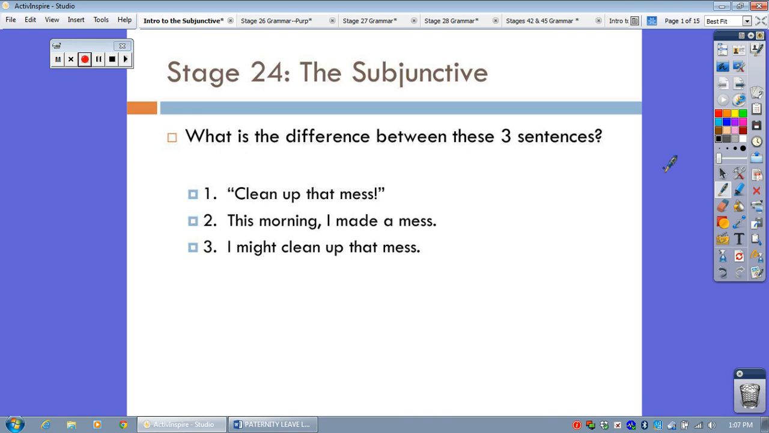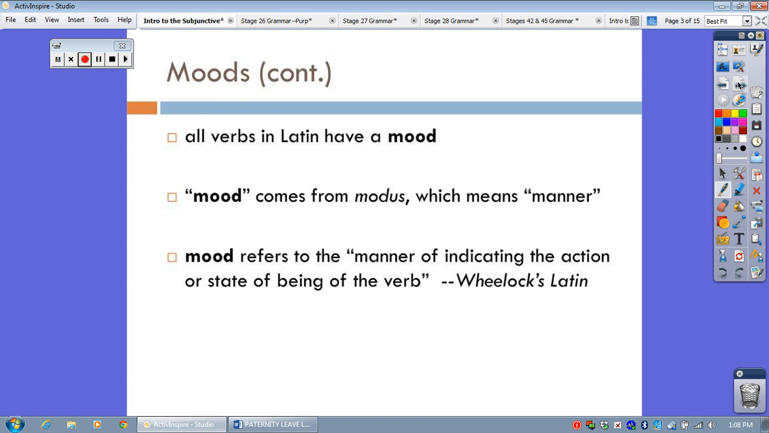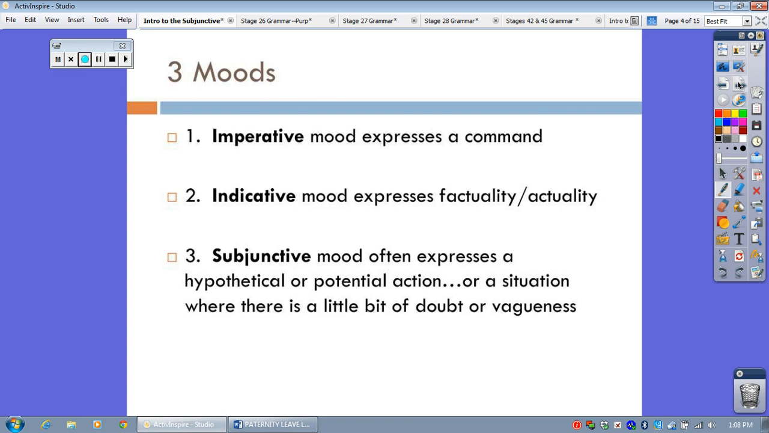There are imperatives, as in number one, clean up that mess. There are what are called indicative statements. That's what we say in Latin. In English, we call them declarative. And those are statements of fact, factuality or actuality, as in number two, hey, this morning I made a mess. And then there are statements like number three, I might clean up that mess. That is a subjunctive statement. Subjunctive expresses hypothetical situations, hesitancy, doubt, or it could also express vagueness or potential action, something along those lines.